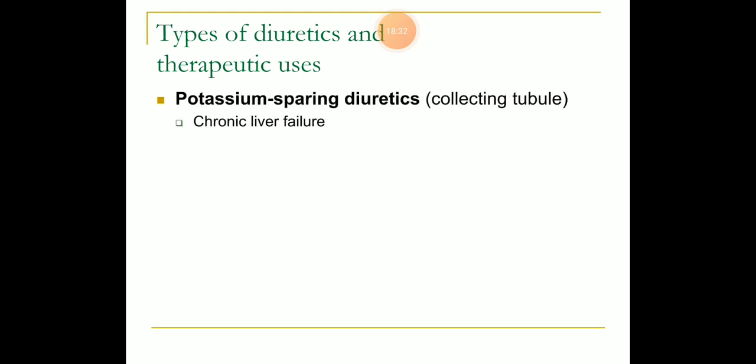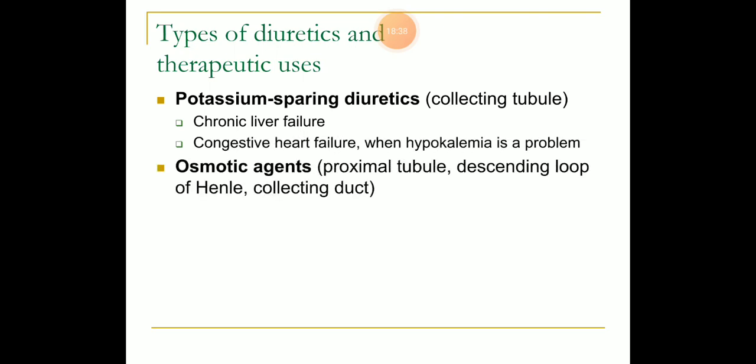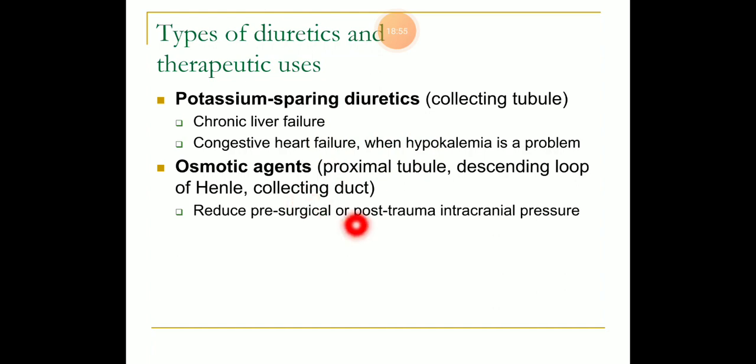So these are the common uses of the potassium sparing diuretics. In case of liver failure, ideally it should be spironolactone because secondary hyperaldosteronism is prevented. In congestive heart failure, because it prevents cardiac remodeling. The osmotic agents are effective in case of post-trauma intracranial pressure, reducing pre-surgical pressure, and in intraocular tension.